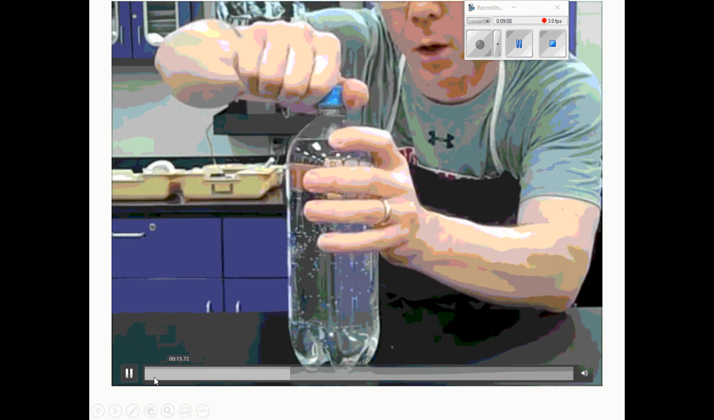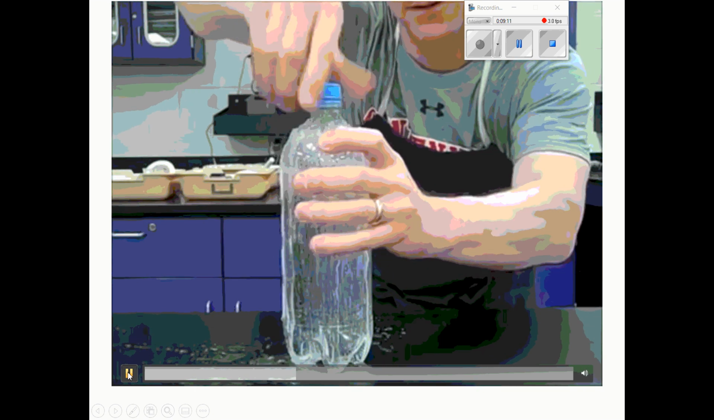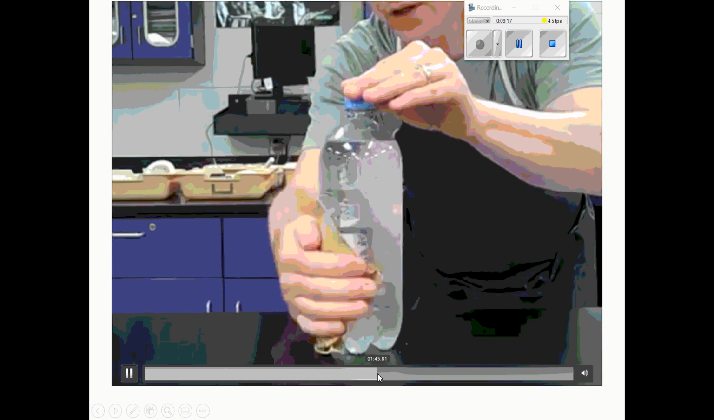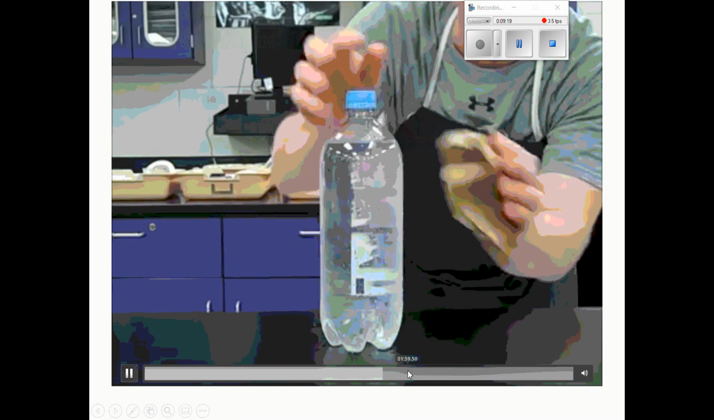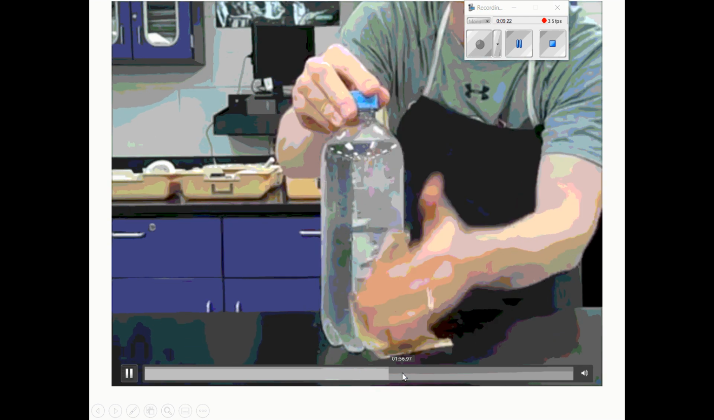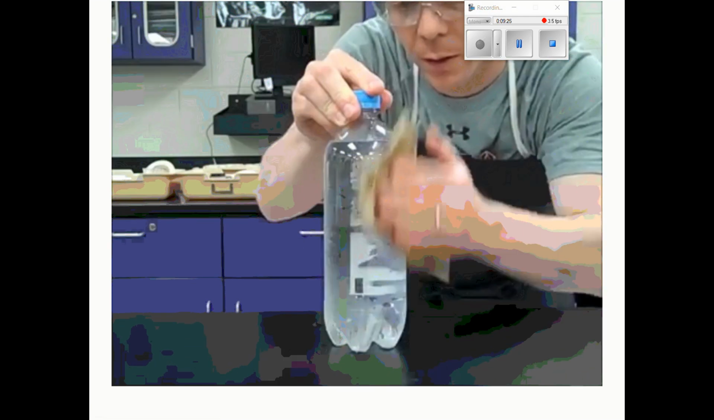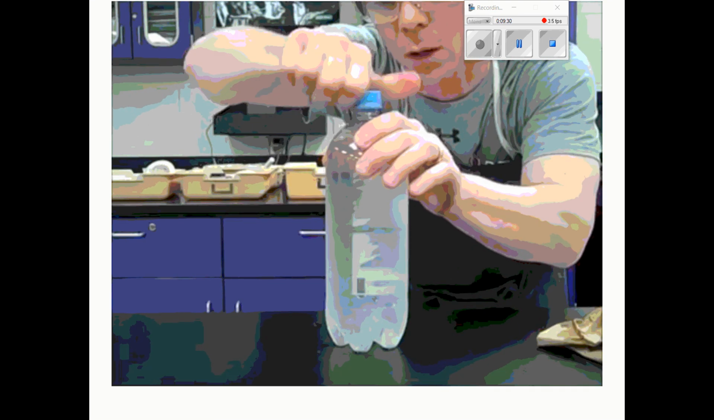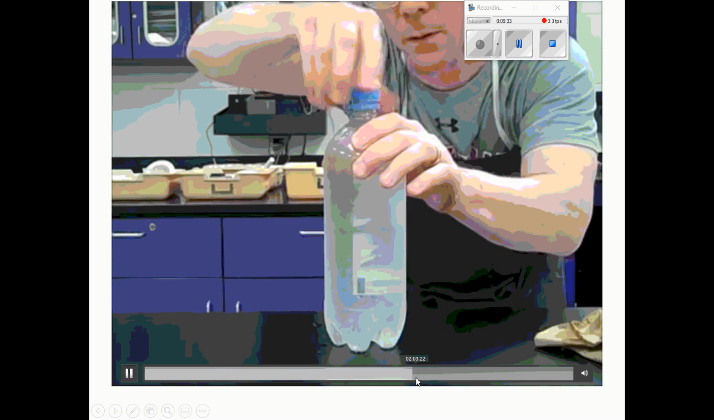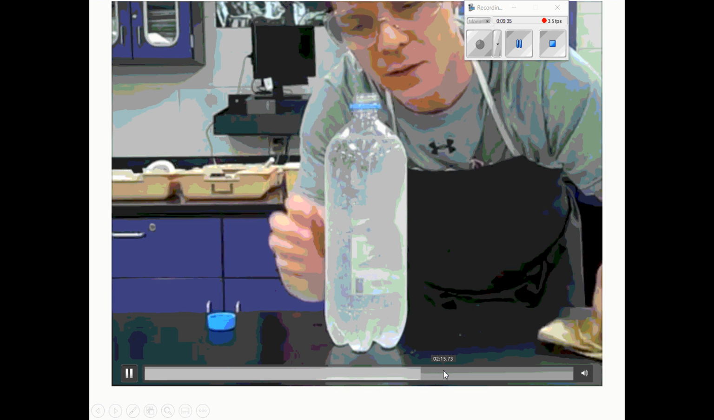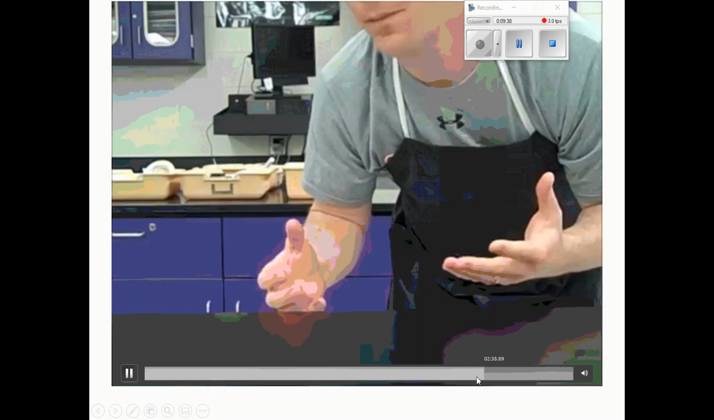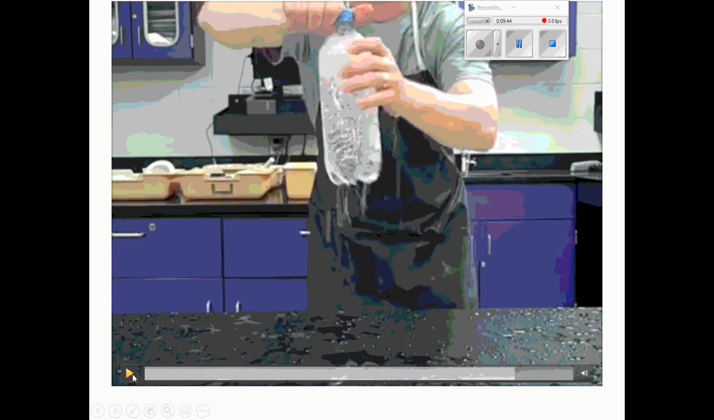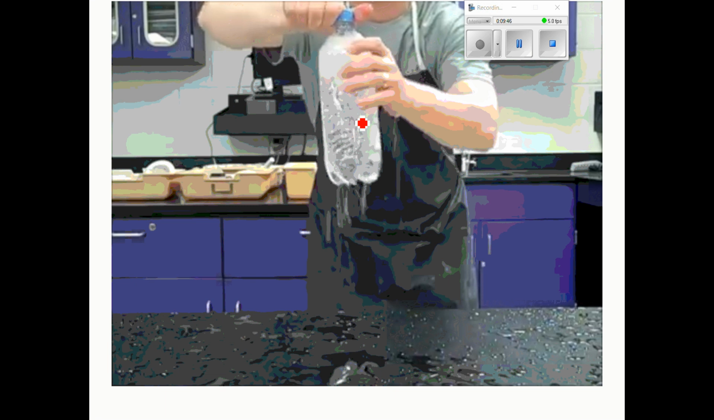Oh, that was the room temperature water. So this is the cold water. And most of the gas stayed inside. And that is the hot one. So you can see here that all the gas that was inside is leaving.